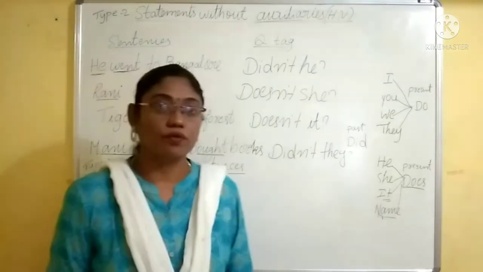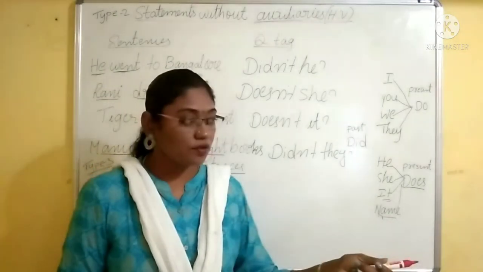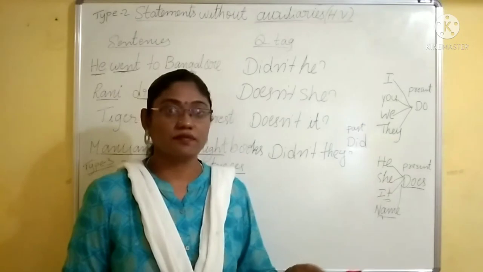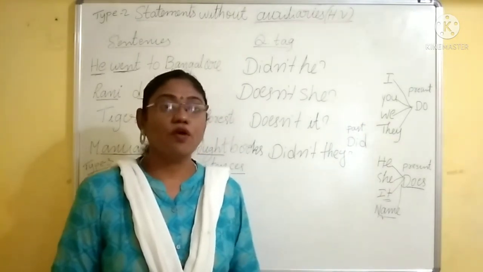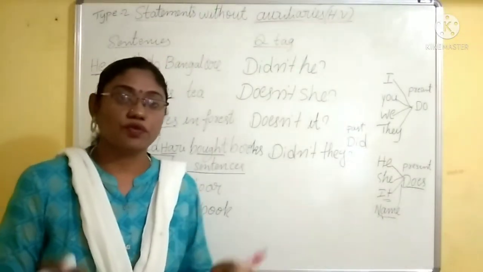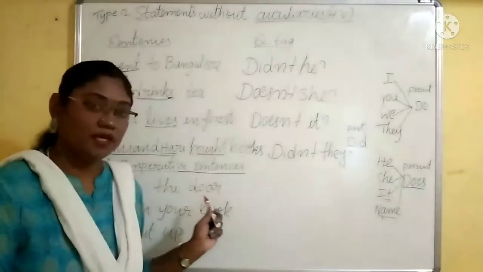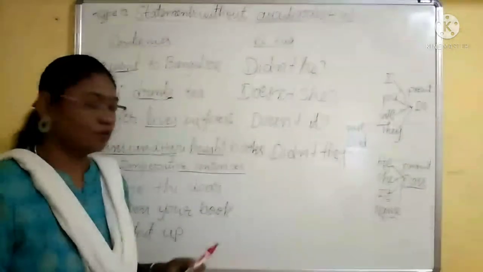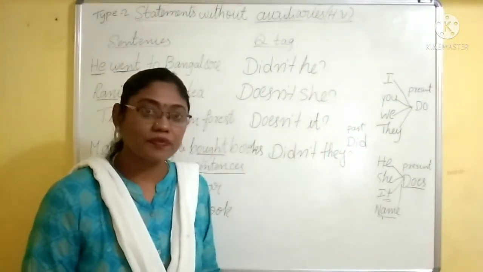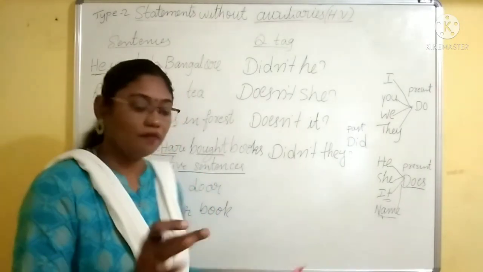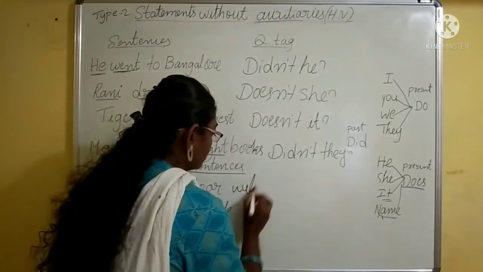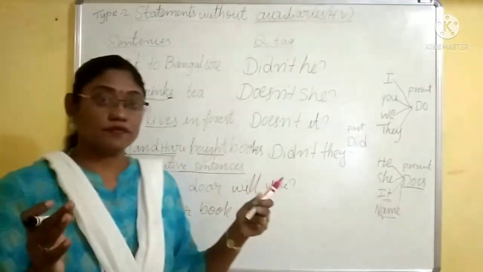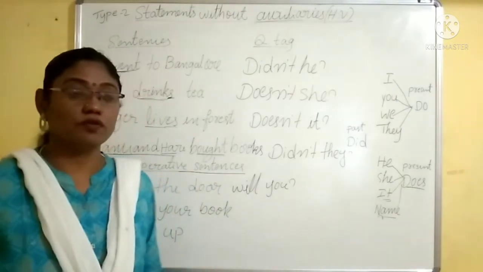Normal mood, yes. If someone says, close the door please, that is normal mode. If the same person says, close the door first, it is serious mode. So, in imperative sentences, we will use question tags on the basis of the sense of the sentences. Here, close the door. If the person is in normal mode, we can say, will you? If the person is in serious mode, won't you?